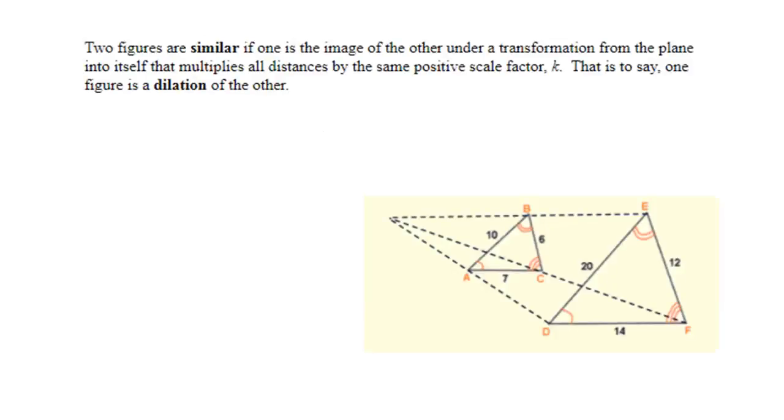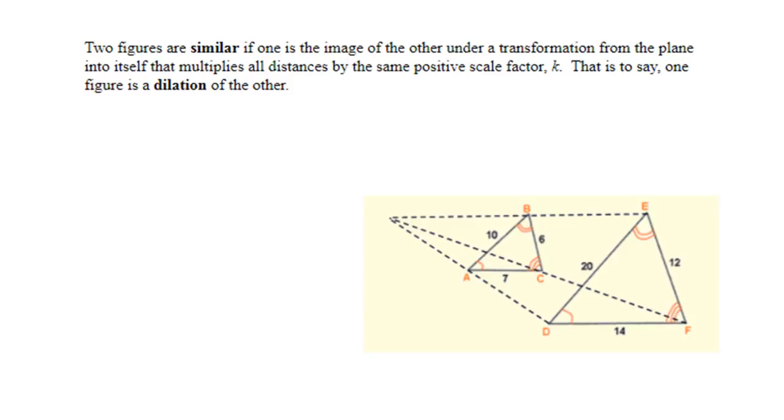Okay, we're going to talk about similarity. And in this example, we're going to talk about similarity through dilations and with triangles. So if we look at the definition of similarity, two figures are similar if one is the image of the other under a transformation from the plane into itself that multiplies all distances by the same positive scale factor. That is to say, one figure is a dilation of the other.